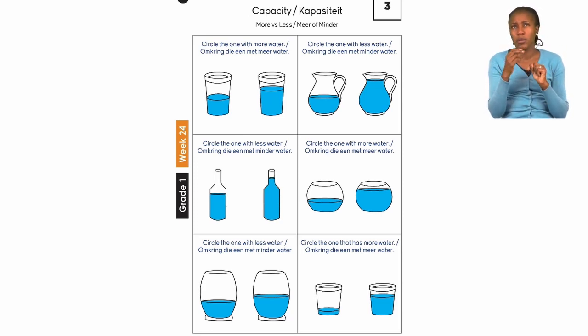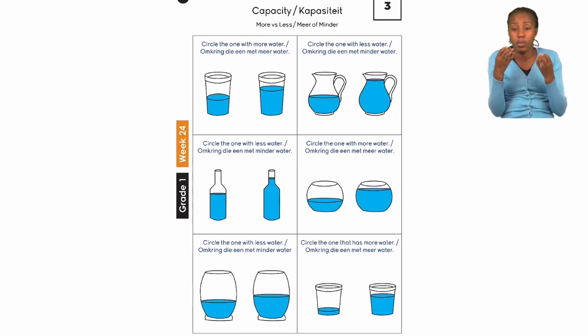Now on the page you will see a lot of containers, and in each container you will either have more water or less water. And here you have to look at the container and decide which one has more water in it and which one has less water in it. And then in each instruction you have to find which one they want you to circle. So in the first one it reads, circle the one with more water.